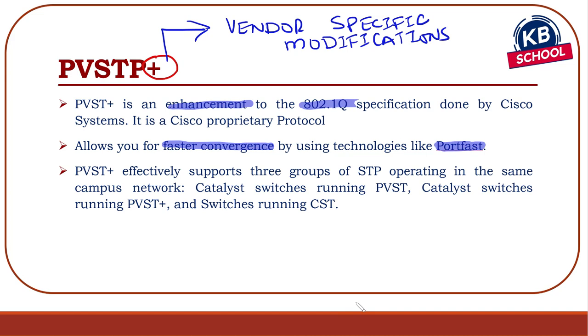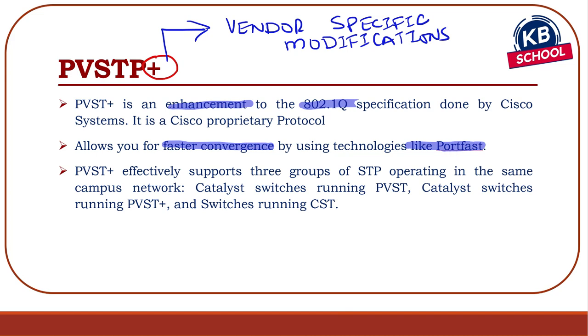PVSTP plus is something that started running on all the Catalyst switches. Catalyst are the series of switches from Cisco. All right? So the main ability of PVSTP plus over PVST is that PVSTP plus has all the PVST features plus these enhancements, this PortFast capability. So that's what Cisco did to bring it up and enhance it.